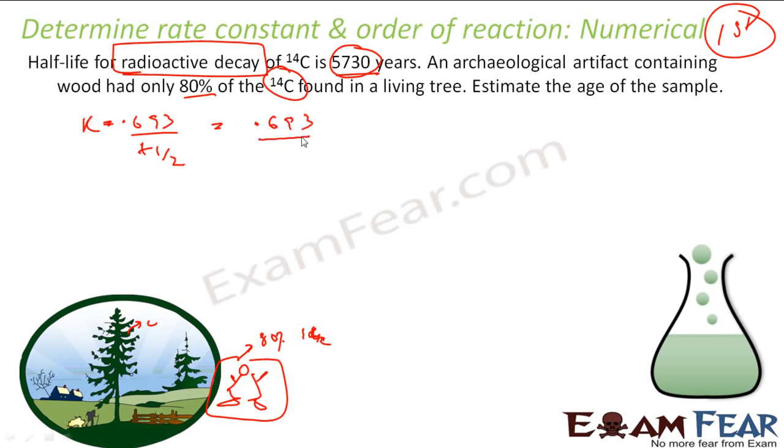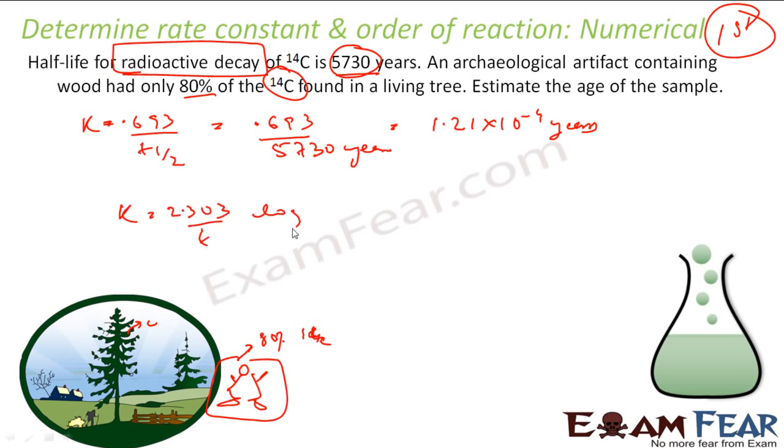So K is nothing but 0.693 by T half, and T half is 5730 years. That is nothing but 1.21 × 10^-4 per year. That is the value of K. So once I have found the value of K, I can find anything. Why? Because I know the golden formula: K is nothing but 2.303 by T log of R naught by R.